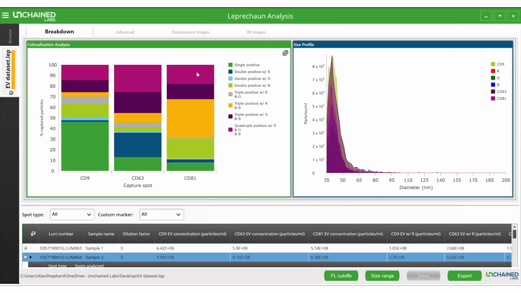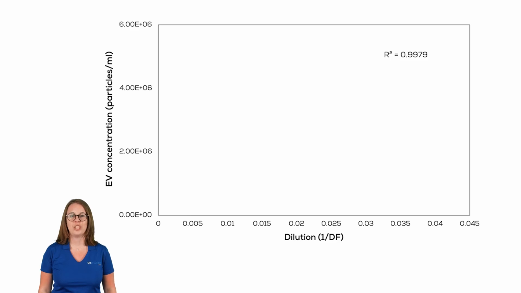With automatic background subtraction and data QC, you can answer even the most complex questions with minimal effort. No need to waste time or sample concentrating and purifying beforehand. With EV titers linear all the way down to 5 times 10 to the 5 particles per mil and a lower size limit of 35 nanometers, Leprechaun gives you concentration, size, and phenotype for any EV subpopulation in any sample.